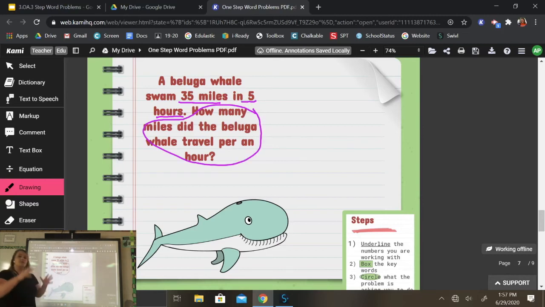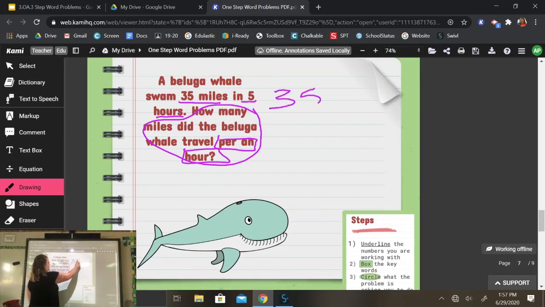So since we know we're doing it per an hour, that's going to kind of help us figure out. I'm going to box that. It's traveling 35 miles in 5 hours, but we're trying to figure out how far it would travel in 1 hour. 35 is our total. So if we did 35 divided by the 5 hours it swam, it's going to tell us how many miles it went per an hour.